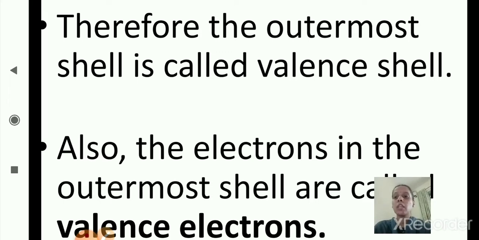Also the electrons in the outermost shell are called valence electrons. Okay, you have studied about different shells: K shell, L shell, M shell, N shell, and so on. So the electrons which are present in the outermost shell in any atom are called valence electrons, and the outermost shell is called valence shell.